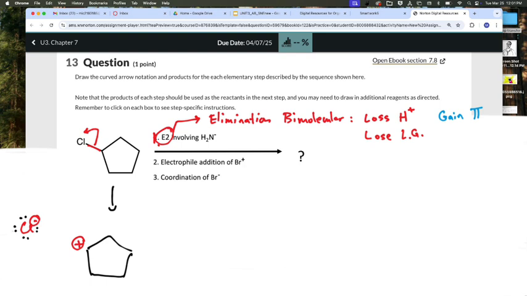So what we've done with this is shown what happens if we lose the leaving group. That's fantastic. Have we shown an E2?